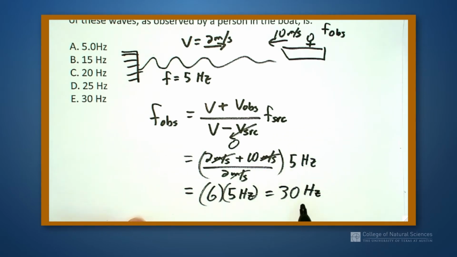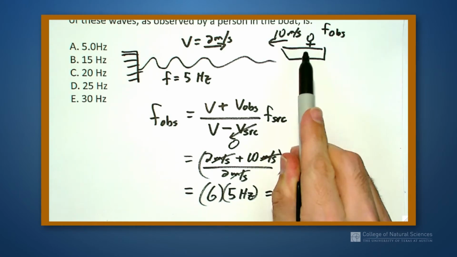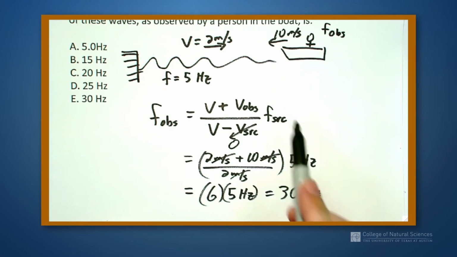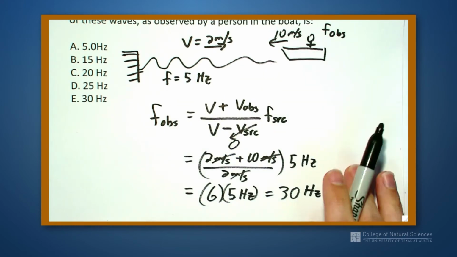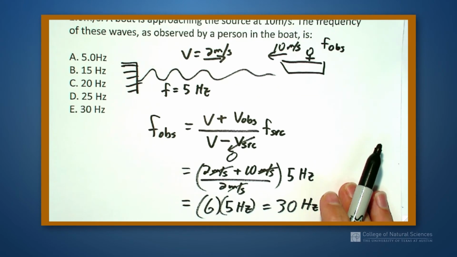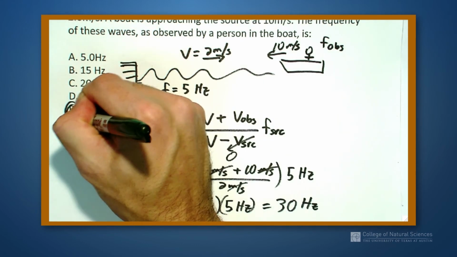So the frequency of the waves that I hit if I'm in the boat is 30 Hertz, even though they're produced at 5 Hertz. It's because I'm moving towards them at 10 meters per second. So 30 Hertz is the right answer.